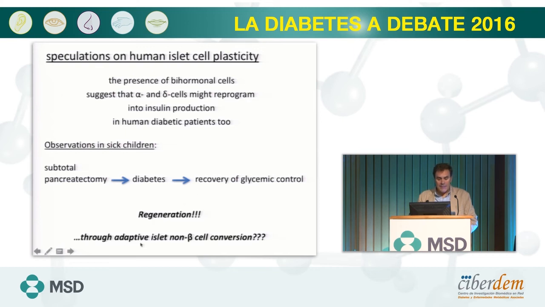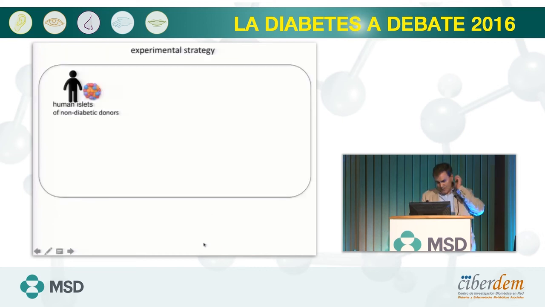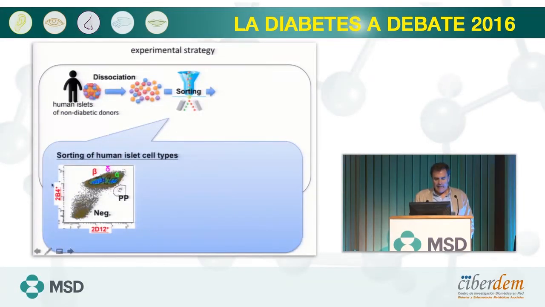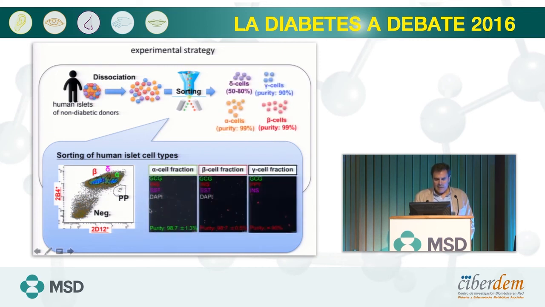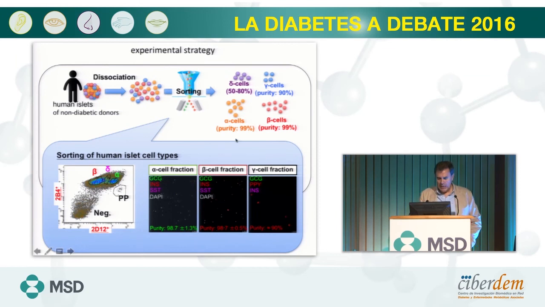And we like to think that perhaps this is through this adaptive islet non-beta cell conversion. So what Kenichiro is doing in the laboratory is to take human islets from non-diabetic donors in general, dissociate them with highly specific antibodies that are commercially available by flow cytometry, and very efficiently he can get pure alpha cell populations and pure beta cell populations. Sometimes he also gets pure PP cell populations.